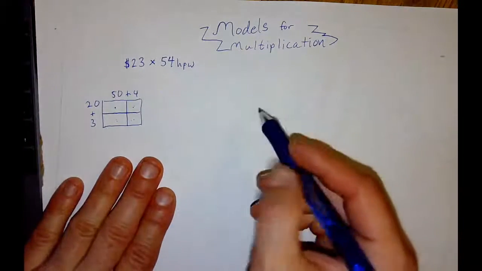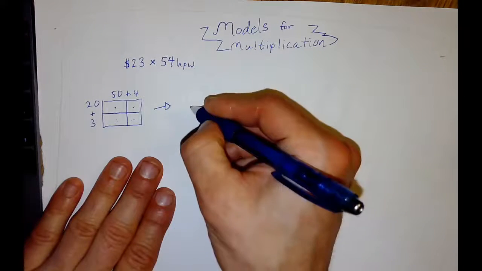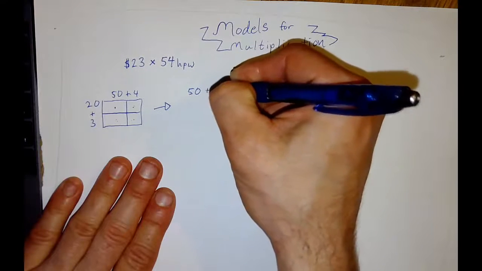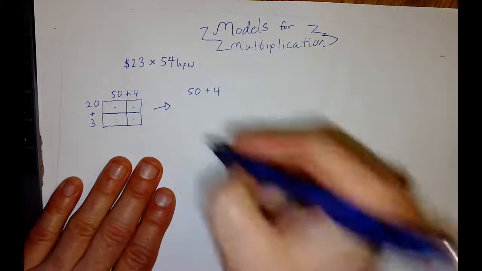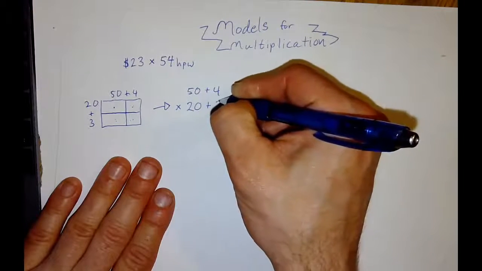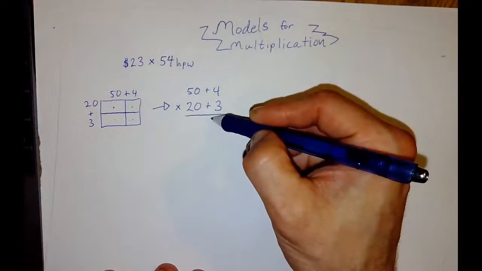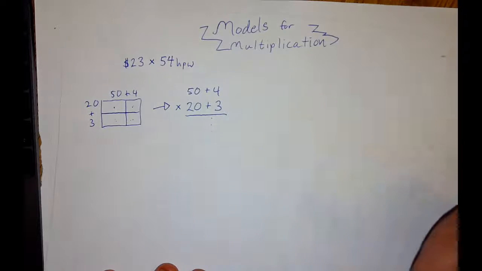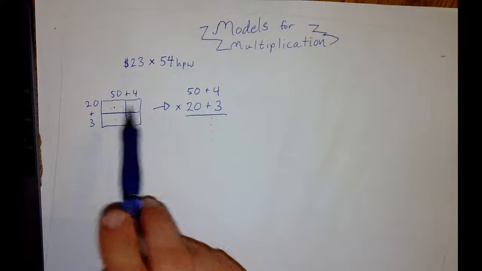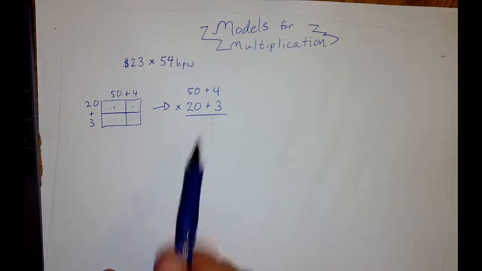So we're going to start by doing that in expanded form, and I want to link this to this expanded form model right here. We are going to do 50 plus 4 as our first decomposed factor, and multiply that times 20 plus 3 as our second decomposed factor. Now, I should get 4 partial products underneath here, right? We are going to link up each partial product in our area model to the partial product in our expanded form model. Let's do that now.